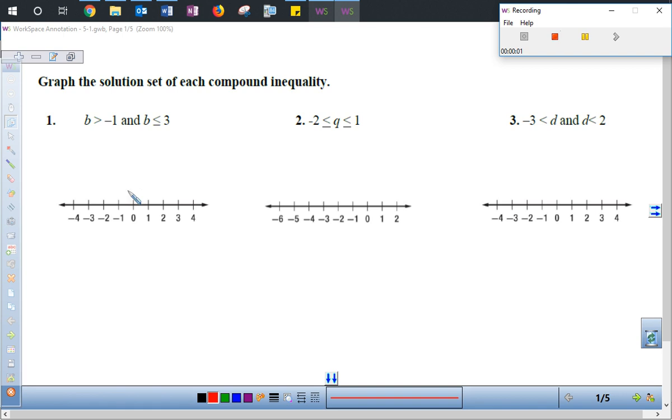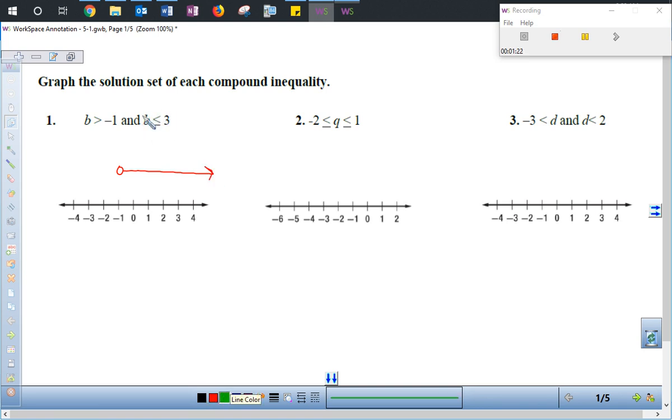But when we graph it, we're going to graph it a little bit different. We're going to start with what's called starter graphs or helper graphs. So if I were to graph b is greater than -1, it would be an open dot over -1 with an arrow going to the right. So we're going to graph a starter graph of b is greater than -1 above our number line. We don't want to put it on it yet. Here's -1, so above it I want to put an open dot with an arrow going to the right.